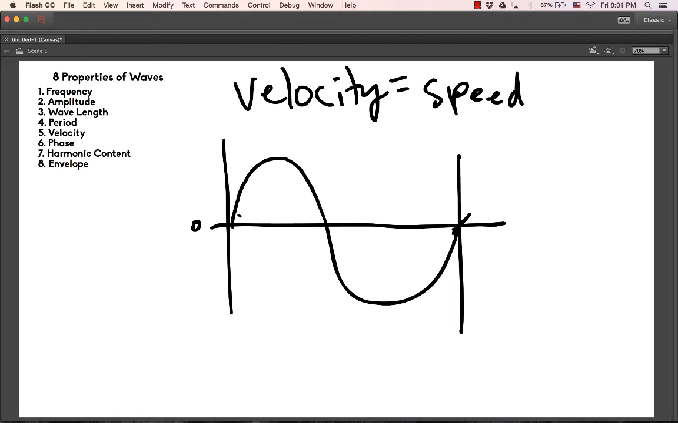Phase. This refers to what direction this stuff goes. So if this is the positive phase of the wave, then the negative would be the complete reverse of that and would look like that. Okay, it's just the mirror image of the wave.